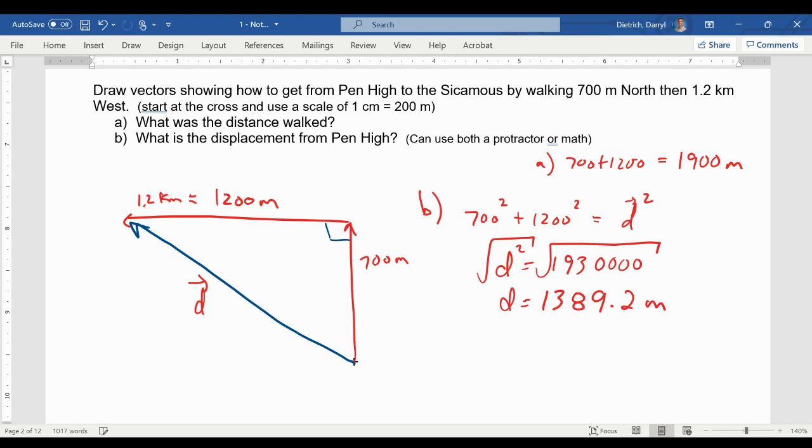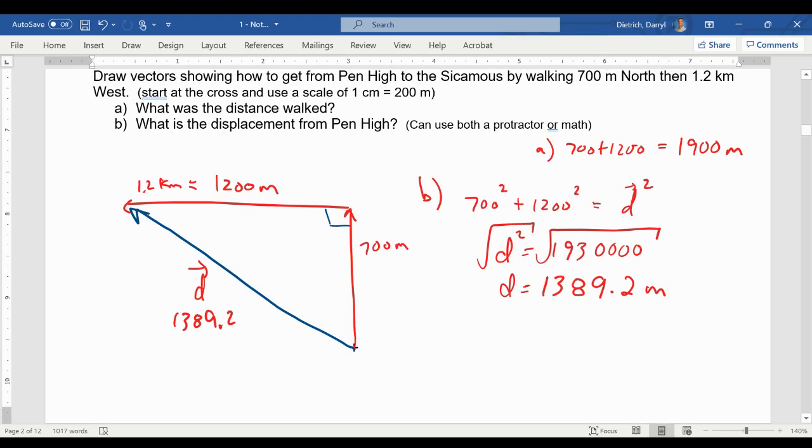1389.2 meters. Then I'm just going to ask the question, does that make sense? Does that number fit on this diagram? I know my diagram's not to scale, but I can look at that and think, well, my hypotenuse, which is the displacement vector, has to be the longest side. So yeah, that makes sense. It's a little bit more than 1200, definitely bigger than 700. So that kind of checks out in my mind.